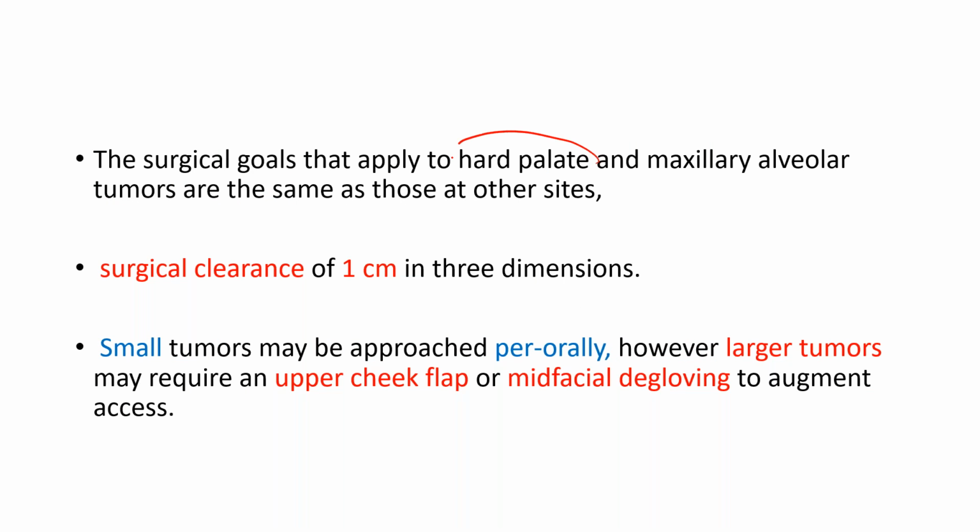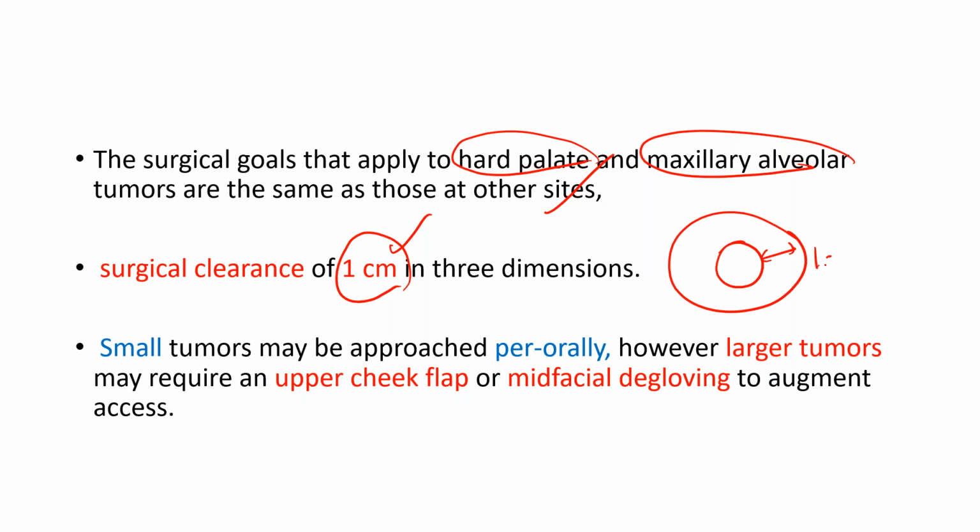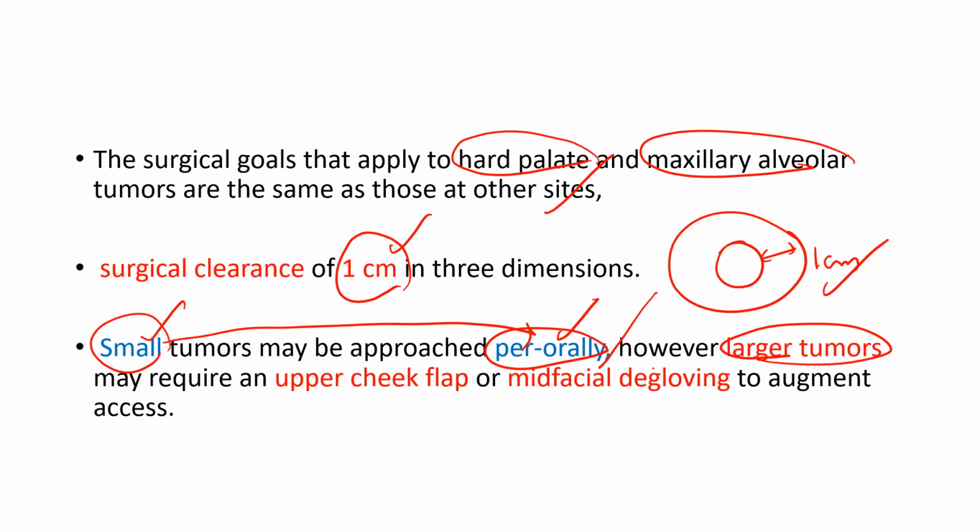The surgical goals of hard palate and maxillary alveolus tumors are the same as other sites. What is the margin that you should keep? If this is the tumor, you should leave 1 centimeter more margin. I already told you this before. If the tumors are small, you can remove them perorally, through the oral cavity itself. However, for larger tumors, you need to go for upper cheek flap and midfacial degloving.